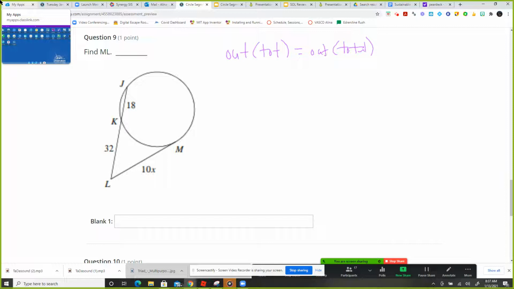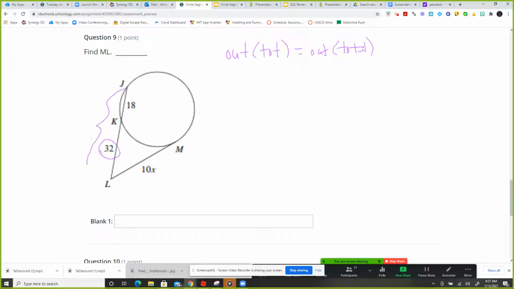And then I'm going to start to work it out. So compare yours to mine as you continue to work. I usually start from left to right. So 32 times 32 plus 18. And then outside times the total, 10x times 10x. And then you can either distribute or you can combine like terms, but either way, I think you should get 1600.